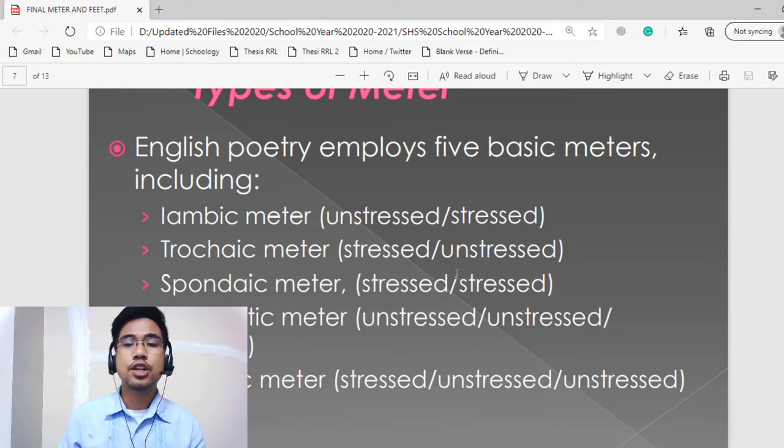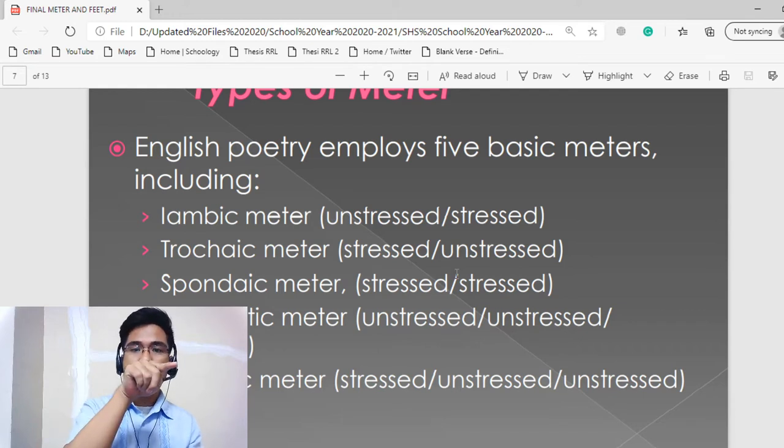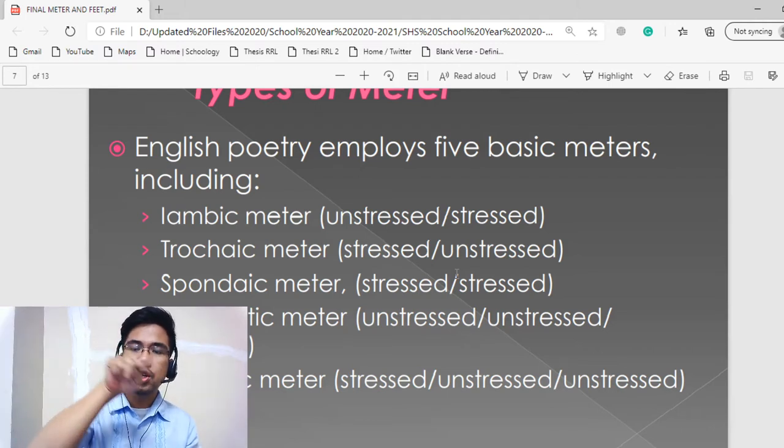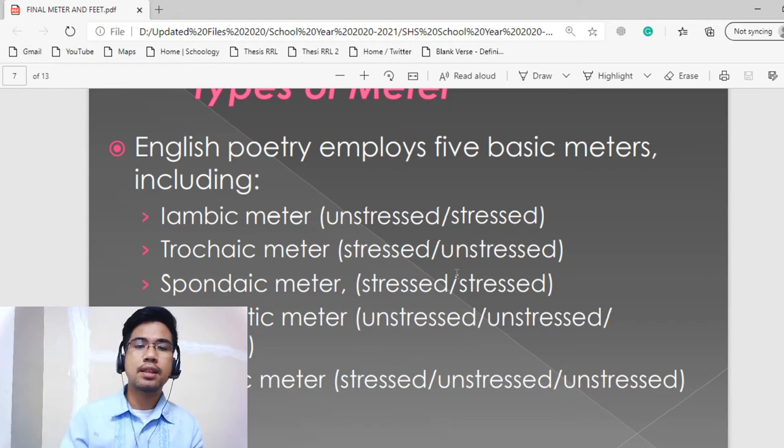Okay? So when we say unstressed, we are going to have this particular line. Unstressed, flat. If it's stressed, we are going to use the diagonal up line. I hope you get that. Okay? This is unstressed, this is stressed.